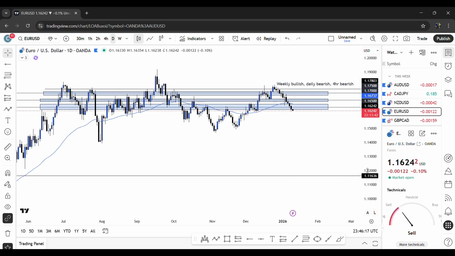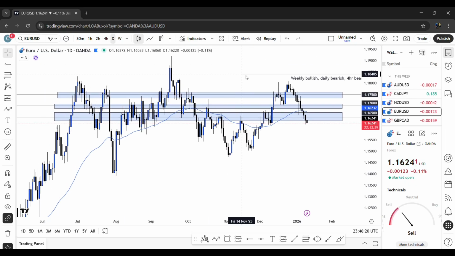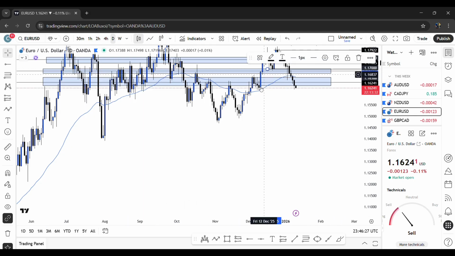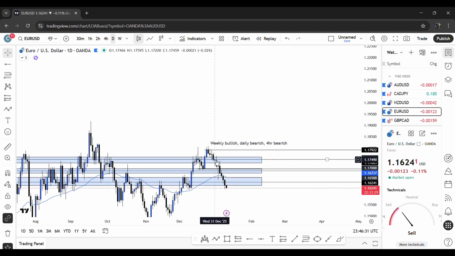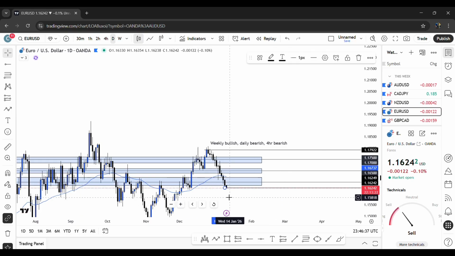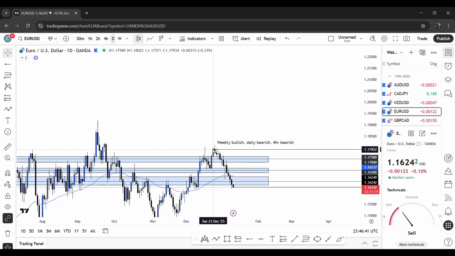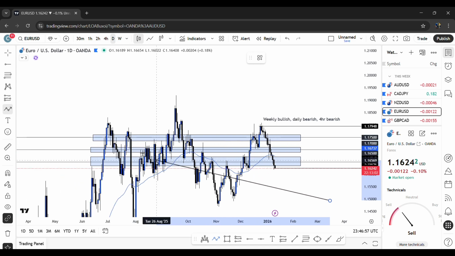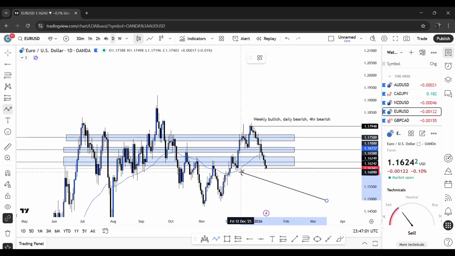If we drop down to daily, it is bearish because this was the higher high and this one was the higher low. Price has broken below this higher low, so now it's potentially making the lower low and this becomes the lower high. So we are just waiting for the price to come back to one of our areas, either this one, or this one. Because we marked all the potential areas of interest which we think the price can come back to.